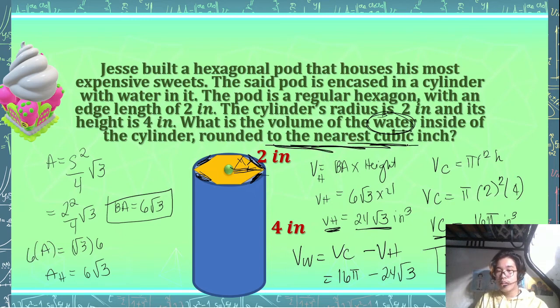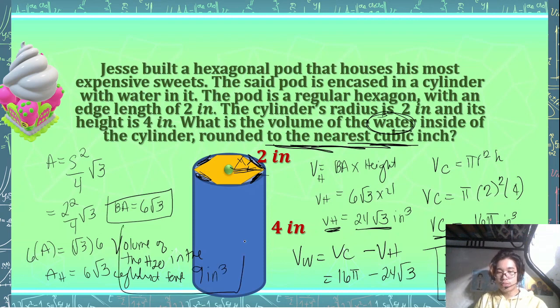But it says here we need to round the volume to the nearest cubic inch. So how are we going to round the answer to the nearest cubic inch if we have 8.70 cubic inches as the volume? Well, we just round it up. So that's going to give us 9 cubic inches. So the volume of the water in the cylindrical tank given these proportions is equal to 9 cubic inches. And that's how we solve the problem.